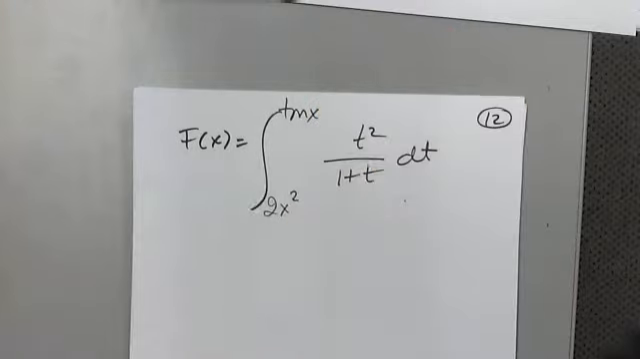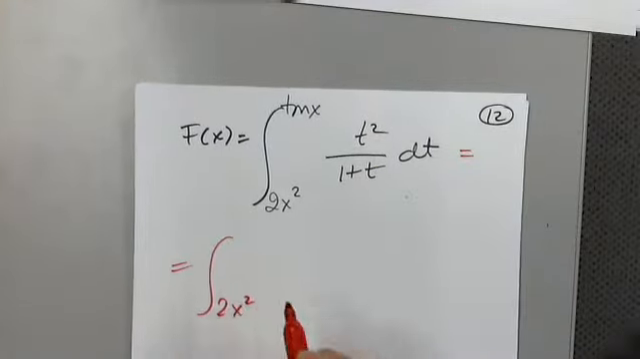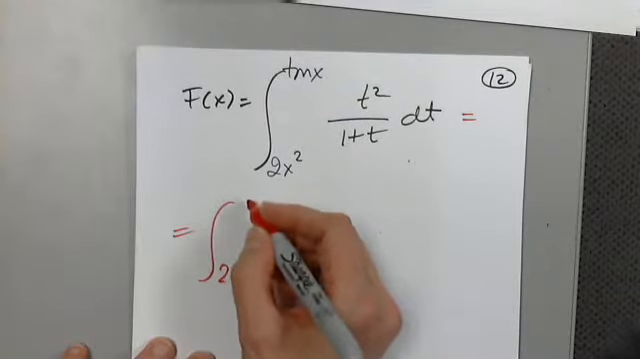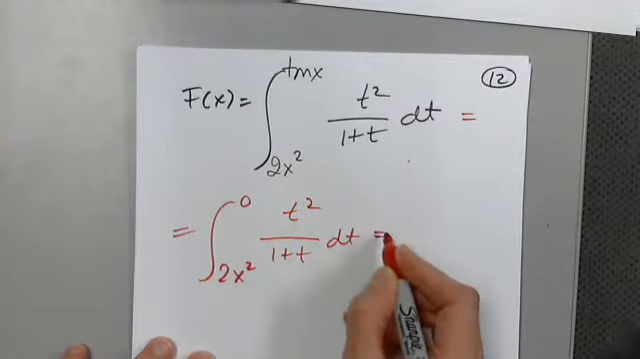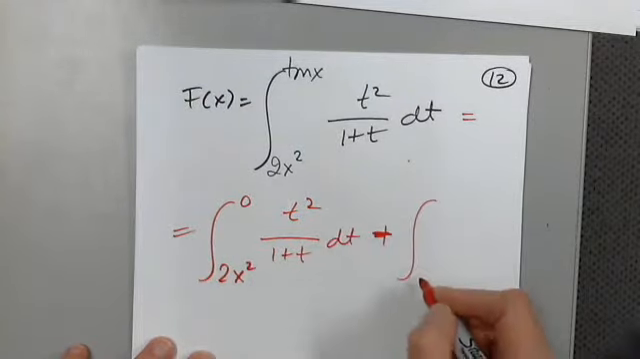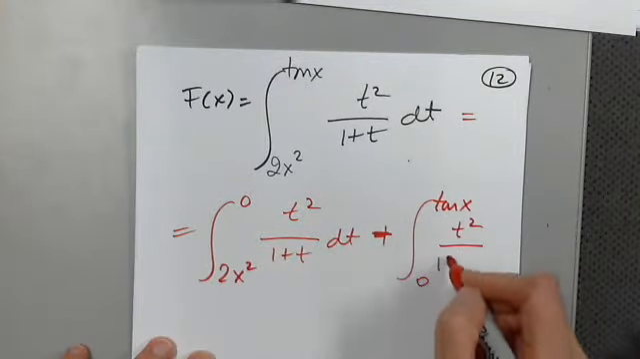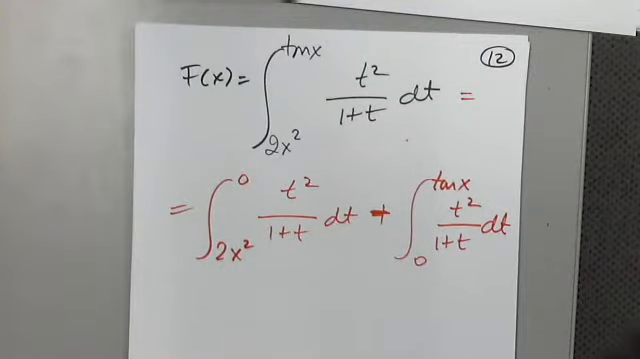So we have to split the integral into the integral from 2x squared to any number you want. What number would you like to use? 0. 0 it is. The integral from 2x squared to 0 of t squared over 1 plus t dt, plus the integral from 0 to tangent x of t squared over 1 plus t dt. This is good, but it's not ready yet. I have one more step, one more prep.